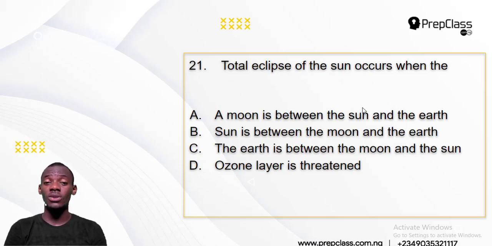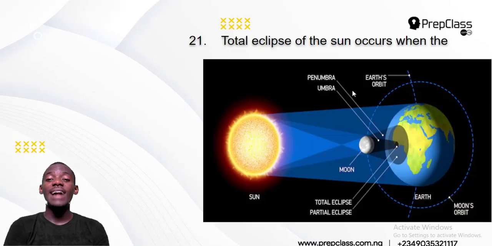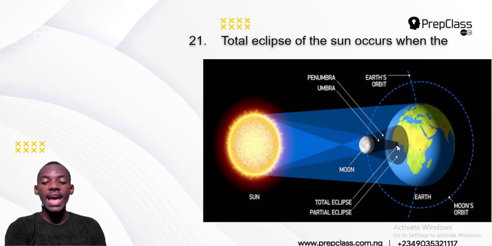Actually, eclipse of the sun is the same as solar eclipse, and it occurs when the moon, like I have here, is in between the sun and the earth, full stop. And you know, of course, the ray of the sun falling on the moon will cast a shadow on the earth, and that is why there will be eclipse. The moon is blocking the sun, and it will reflect on the earth, causing an eclipse. That's why they changed to night.